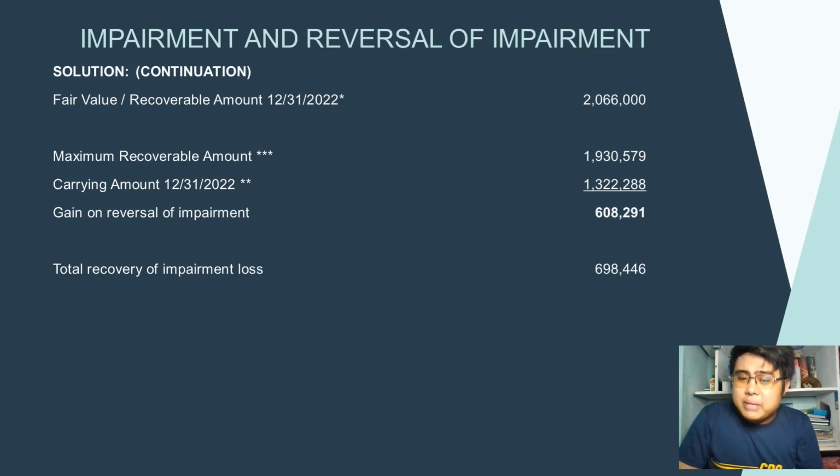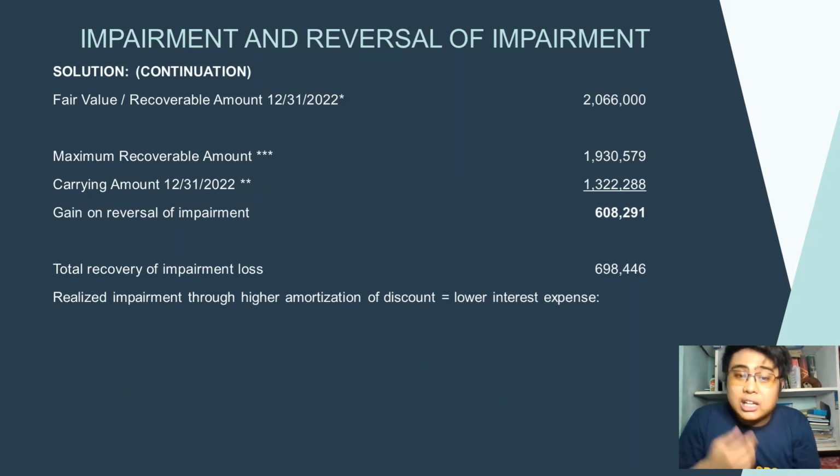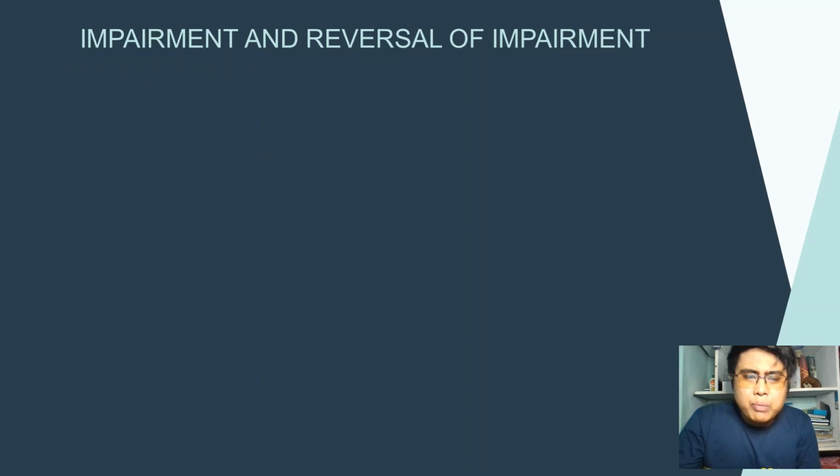Pero hindi natin pwedeng gamitin yung 698,446 kasi nagkaroon ka ng additional income ng 2022 through realization of impairment loss. Paano ko nagkaroon ng realization of impairment loss? Kasi mas mataas ang amortization mo ng discount ng 2022, thus creating a lower interest expense on the side of the debtor, pero dahil ikaw ang creditor, mas mataas ang interest income mo naman. So kumbaga nagkaroon ka ng additional income in the form of increase in interest income because of the impairment. Sir, hindi ko magets yung pino-point out mo. Balik tayo sa previous PowerPoint natin ha.